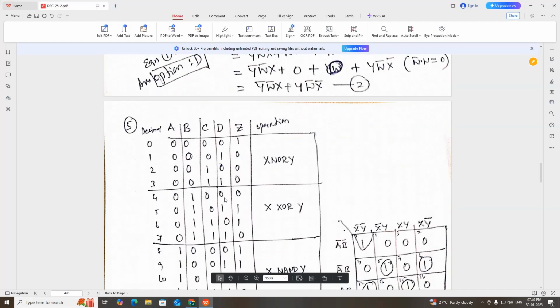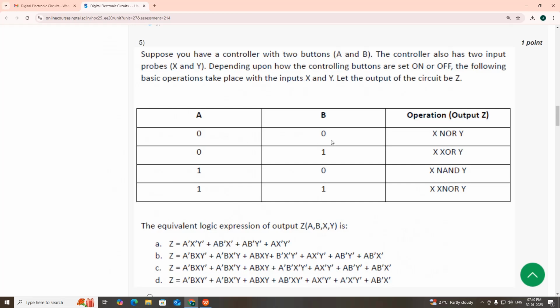So the fifth one, A, B, C, D. So 0, 0 means XNOR operation. Once again I'll show you what the question is here. 0, 0 means XNOR operation, 0, 1 means XOR operation, 1, 0 means NAND operation, 1, 1 means XNOR. So now you can see this one.